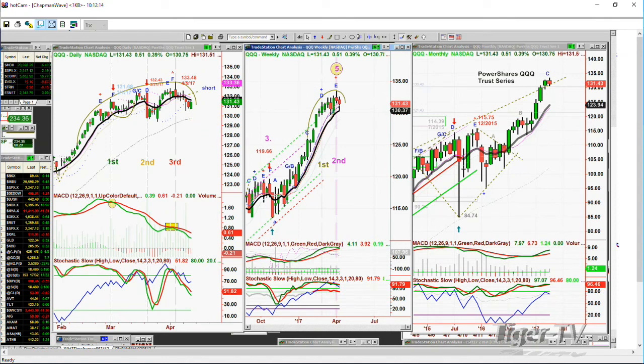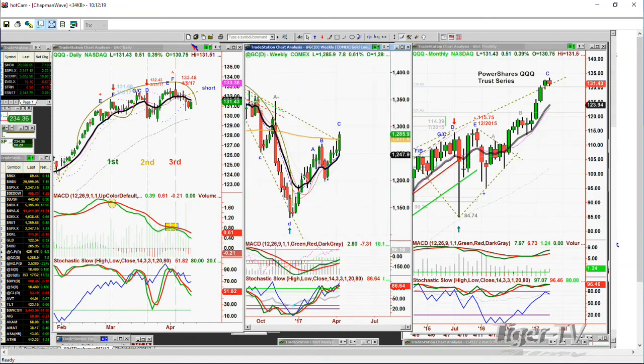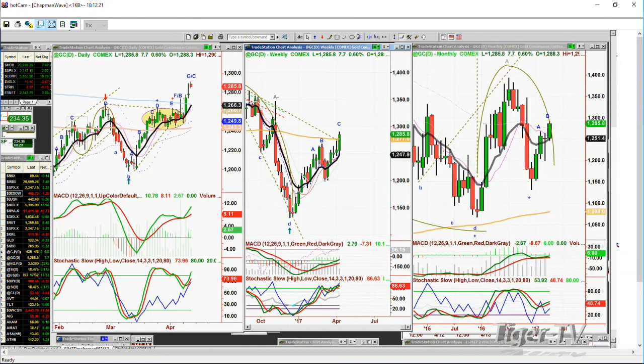Now, the big thing is this. Let me just finish up with the other indices. I want to go to the gold. Gold was up sharply. Now it's pulled back. It's up 7.7. Still pretty good.